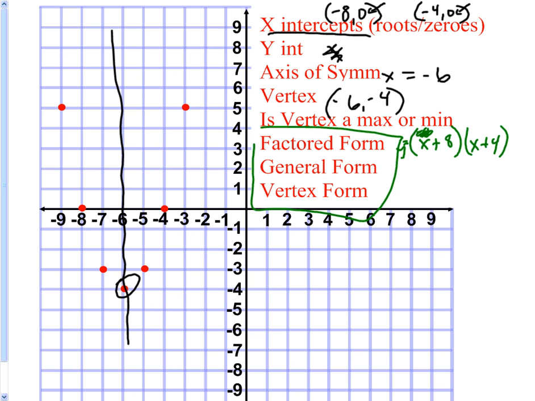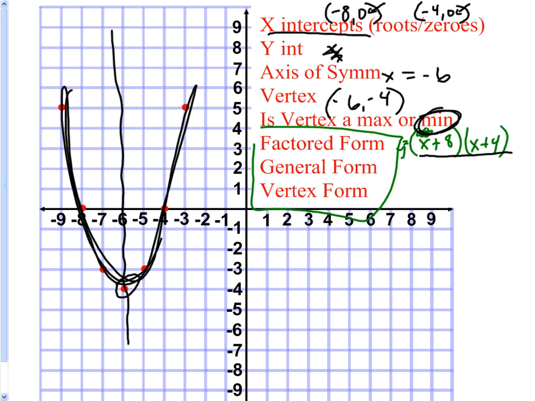Next up, is it a max or a min? Well, it's at the bottom, and that just, it's sort of intuitive for me anyway. That just looks like a minimum, the lowest that it could go. It's the minimum. Next up, I gave you this factored form. How do you get general form? Just multiply it out. So you get x squared plus 12x plus 32.